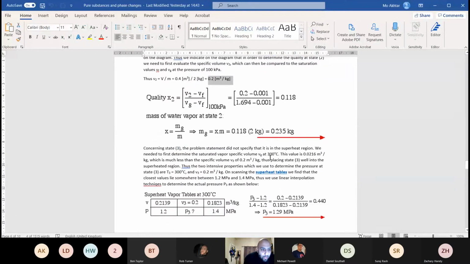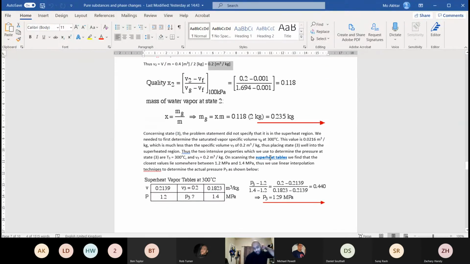1 second. Sorry, I need to just keep sharing the screens. Now, here we go. So now we know, okay, I need to go to the superheated region area, okay? That's what I need to do.